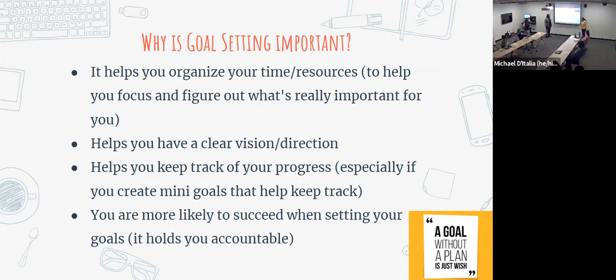If you don't know where you're gonna go, you're gonna be kind of walking in the dark, here or in academics or whatever. So you got your time, especially the mini goals that somebody talked about, and you're more likely to succeed when you set your goals. It's not just like, oh, I kind of want to get a 4.0, but if you make an actual goal and then set out a plan, it'll hold you accountable to get it.